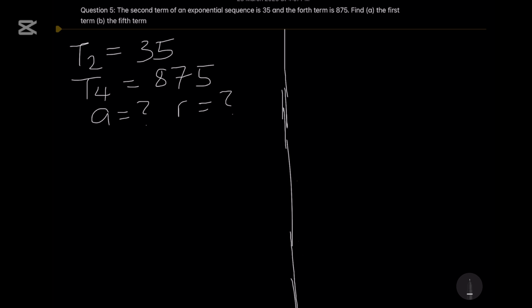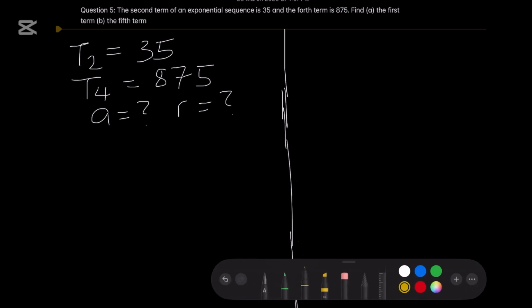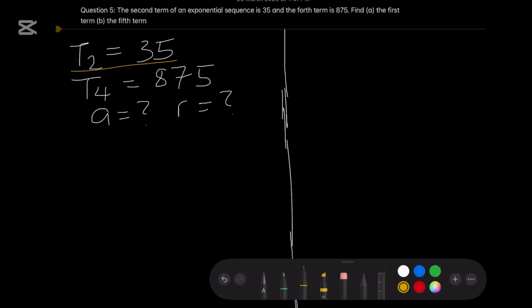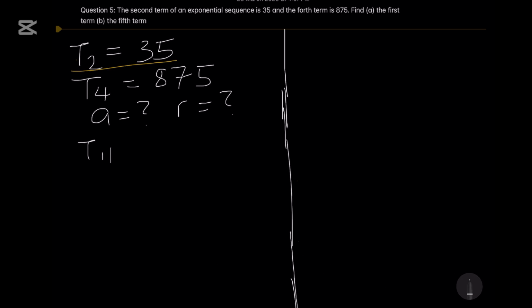We have been told that the second term, which is T2, is 35. So how do we go about that? What's the formula for calculating the nth term of a GP? The nth term of a GP is a r raised to the power n minus 1. So substituting the given data.